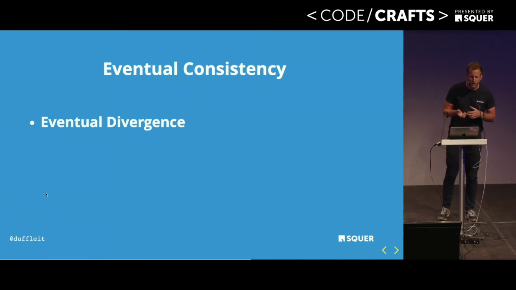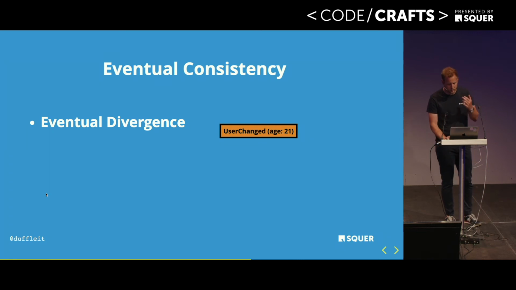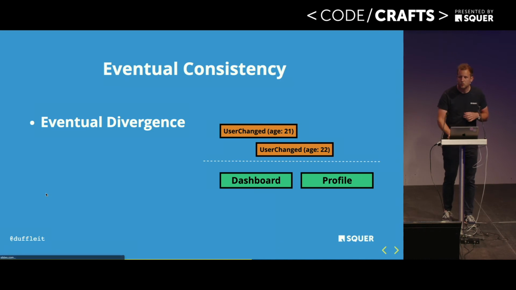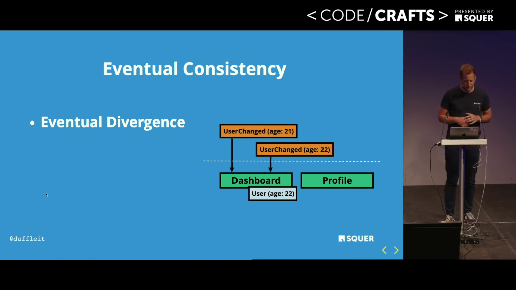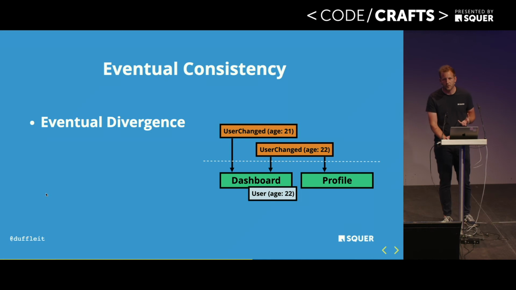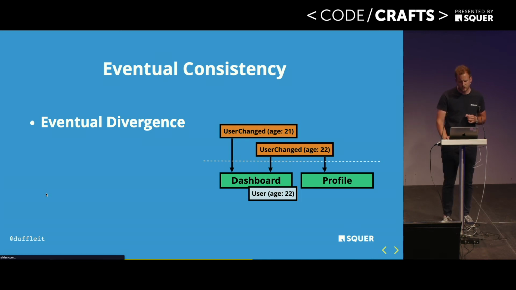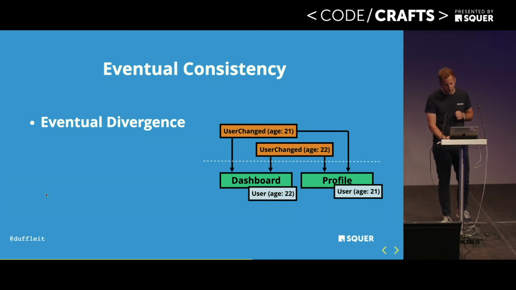On the one hand side, we have eventual divergence. So we probably have, as I mentioned, user changed events. So the user, I don't know, changed from age 21 to age 22. And then we probably have multiple services which consume those events, right? So the dashboard service consumes the user changed event and consumes the second user changed event and basically has a user in its projection with the age of 22. The profile service, for whatever reason, consumes it maybe in a different order, right? Uses the user changed event with age 22, the user changed event with age 21, and then ultimately has a user with the age of 21, right?